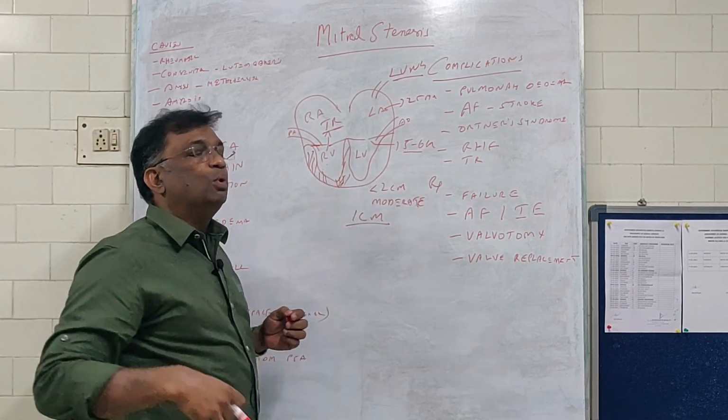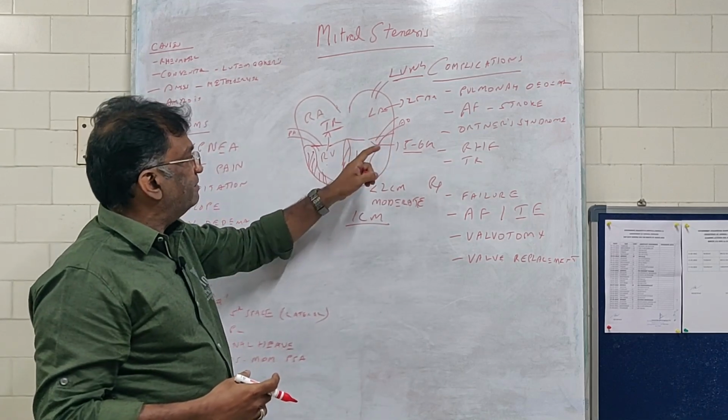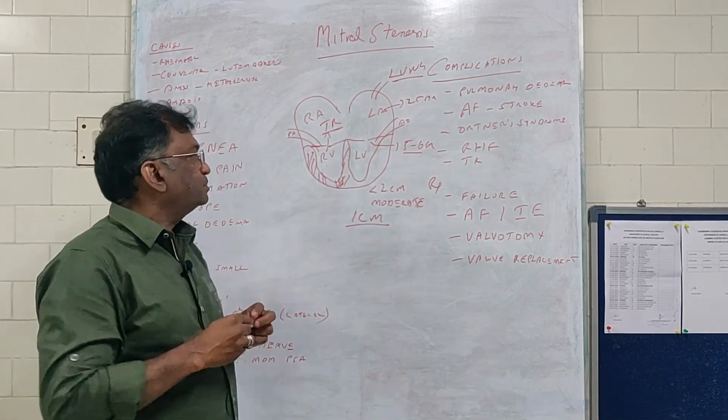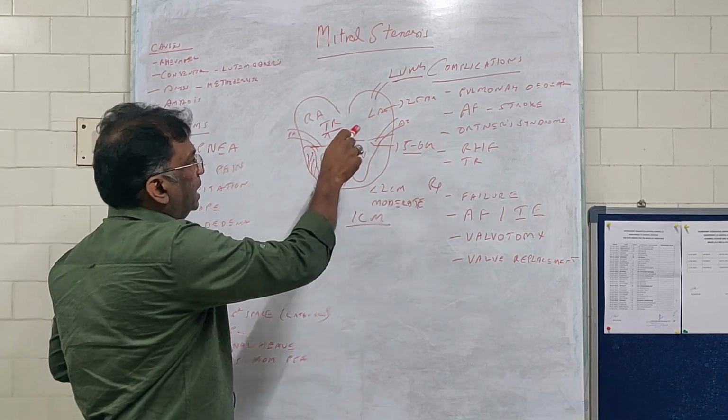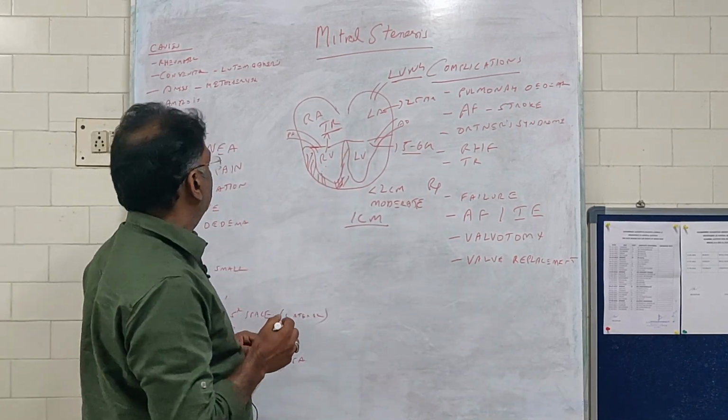There is right ventricular hypertrophy. So there is more muscle mass, but the left ventricular output is reduced because the left ventricular filling is reduced. So the coronaries will be compromised. More demand, less supply. So you can have chest pain, anginal type of chest pain.